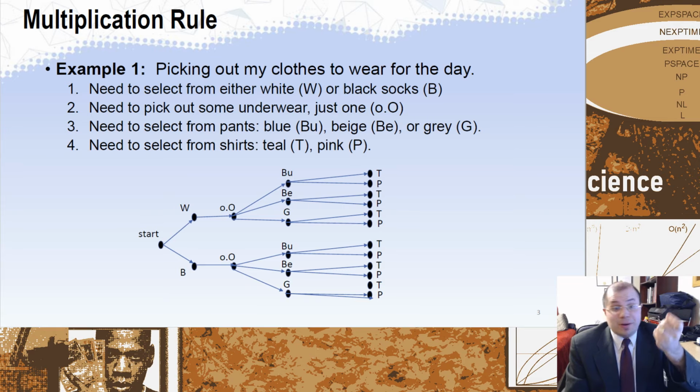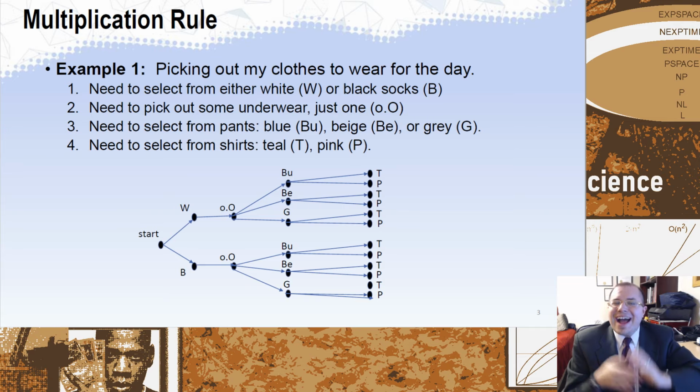Next, I got to pick out my underwear. Now, unfortunately, I only have one, so there's not really any choice to be made. I'm just going to wear it, right? So that's the second step in my sequence of operations here. For each one of these, I only had to make one choice, given that I picked a white pair of socks and given that I wear a black pair of socks. So notice that there's no branching out at this point. I have my two possibilities: I could have picked the white pair of socks or the black pair of socks, but for each one I have to pick the underwear. There's no choice in the underwear, unfortunately. We're not that lucky.